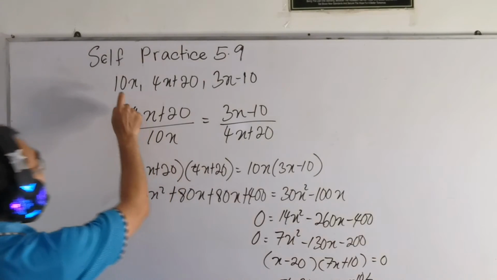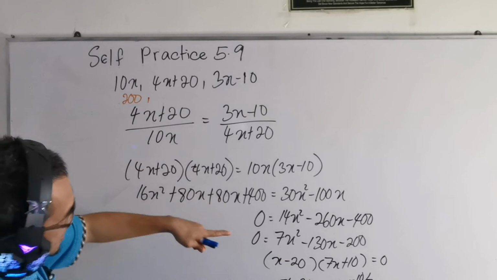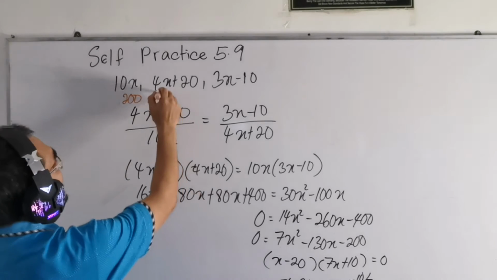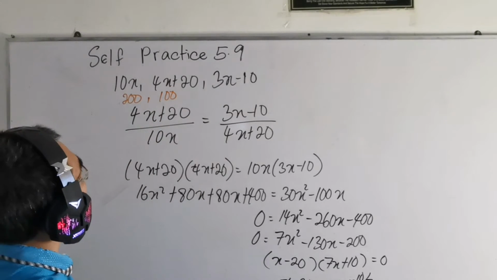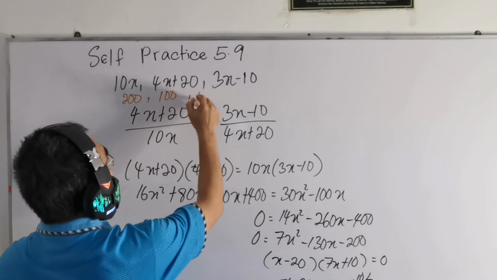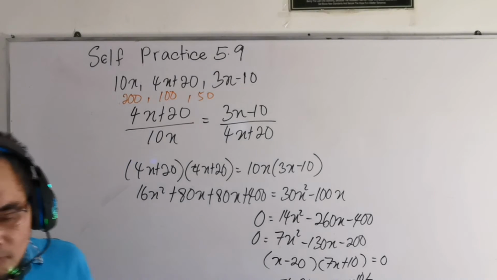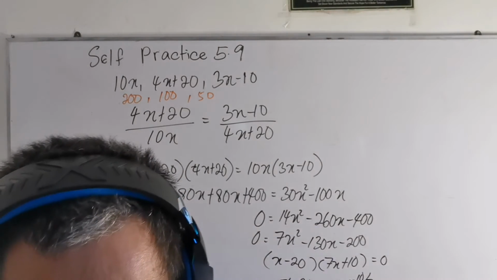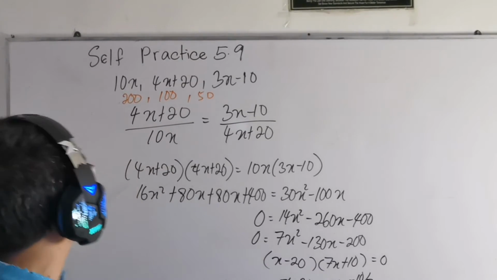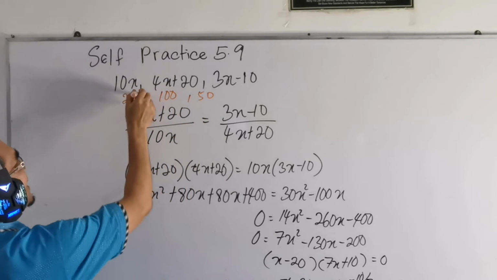So if x is 20, 10x will be 200. 4 times 20 plus 20 will be 100. And then 3 times 20 minus 10 will be 50. Okay, so from this arrangement, what's the question again? Find the longest part if 10x is second longest. Okay, so this is the second longest.